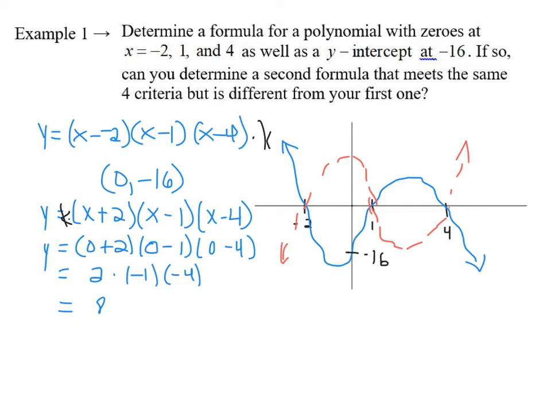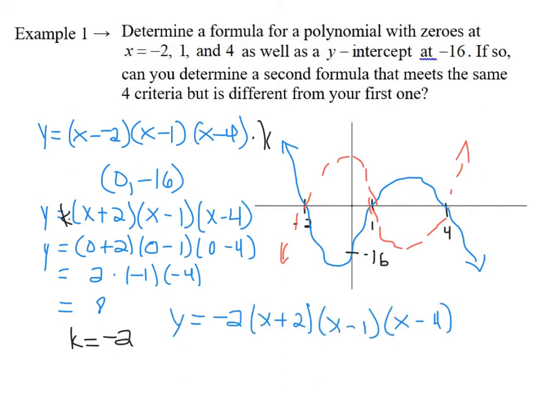Hopefully you're thinking, yeah, what if we let K equal -2, so that our formula looks like the following. So we can see that this would be a formula that would satisfy all the conditions we have up there. We'll have our zeros at -2, +1, and +4, and now when we plug 0 in, we will get back -16. All right, now you might have noticed though that I'm challenging you to find a second formula that meets all these criteria, but it's different from the first one.